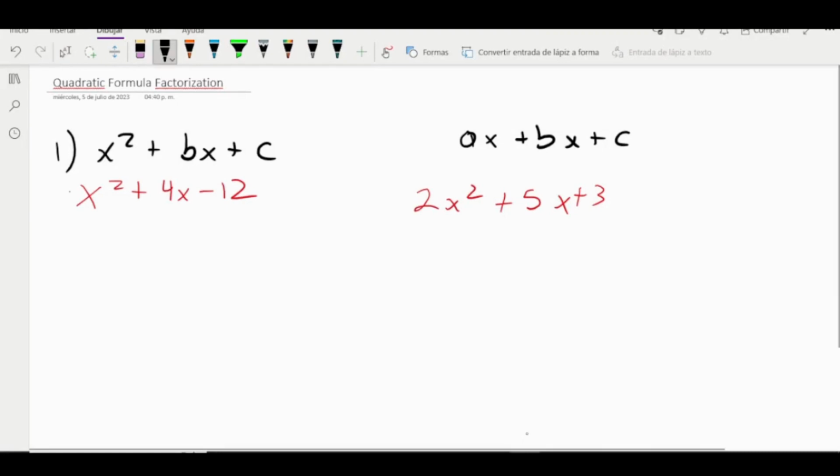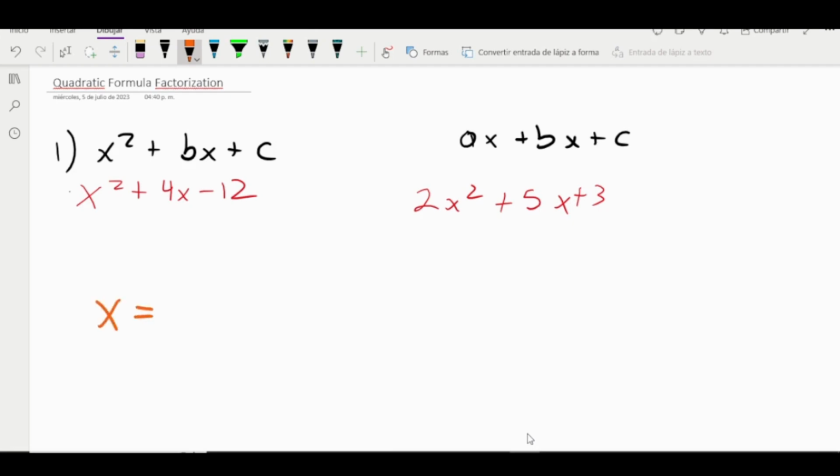Hello, good day. For today we're going to look at how you can apply the quadratic formula if you want to factorize a quadratic equation. This is going to be simple. For this, obviously, we need to remember what the quadratic formula is.